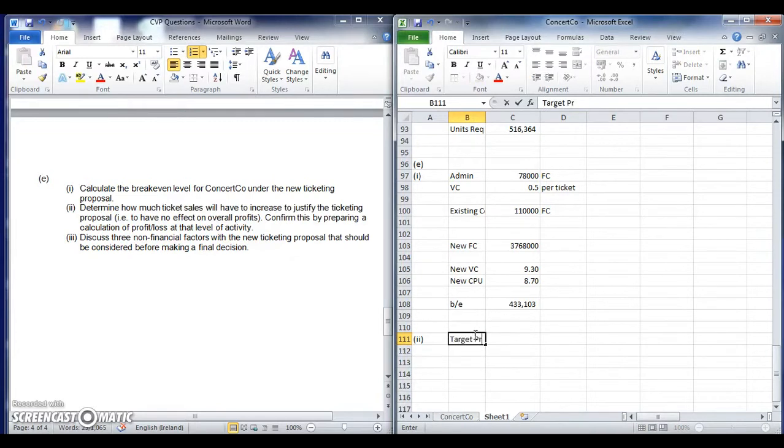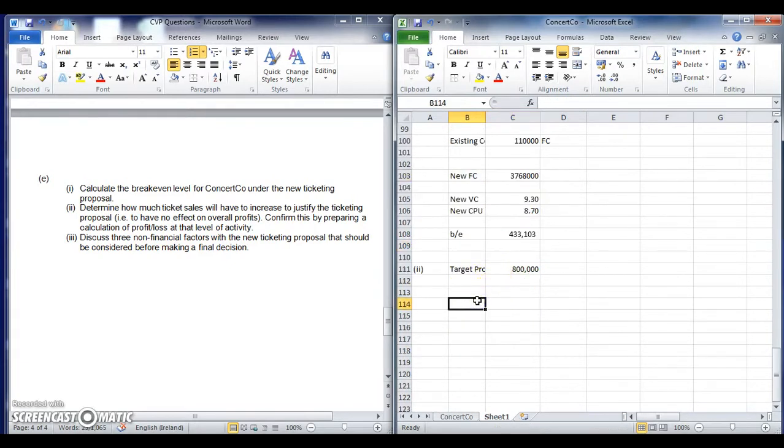So this is the same as before. Your target profit is again your 800,000. So we want to make 800,000, but we now are looking at a new structure with a new contribution per unit and a new fixed cost. So based on that, the tickets required is your fixed costs plus your target profit over your contribution per unit. So that's essentially telling me that I need to sell 525,000 tickets to have the same level of profitability if I stay with the current ticketing operations.